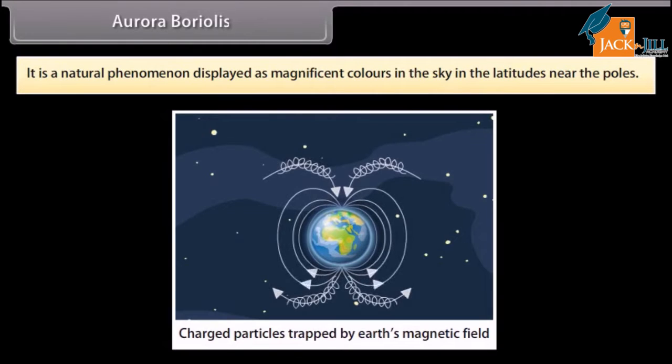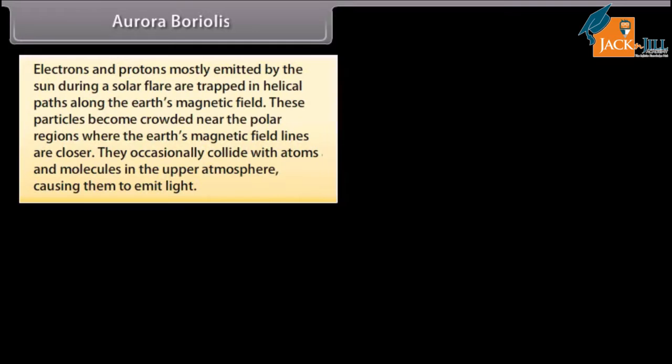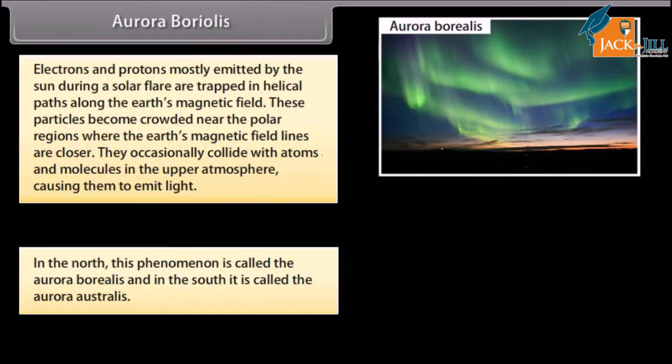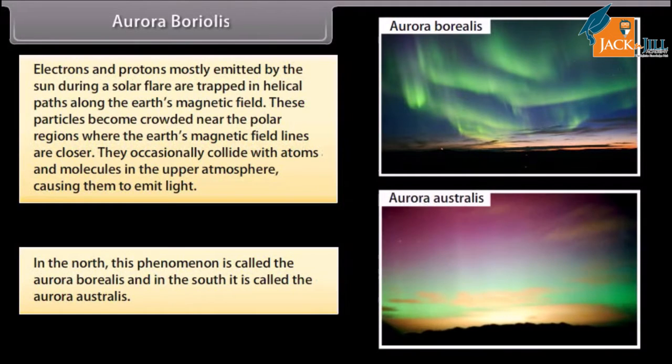Aurora borealis. It is a natural phenomenon displayed as magnificent colors in the sky in the latitudes near the poles. Electrons and protons mostly emitted by the sun during a solar flare are trapped in helical paths along the Earth's magnetic field. These particles become crowded near the polar regions where the Earth's magnetic field lines are closer. They occasionally collide with atoms and molecules in the upper atmosphere, causing them to emit light. In the north, this phenomenon is called the aurora borealis, and in the south, it is called the aurora australis.